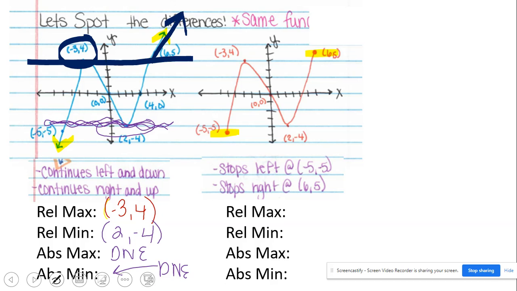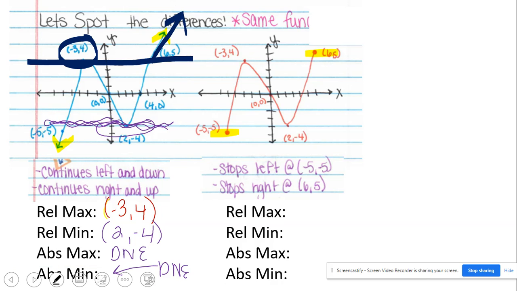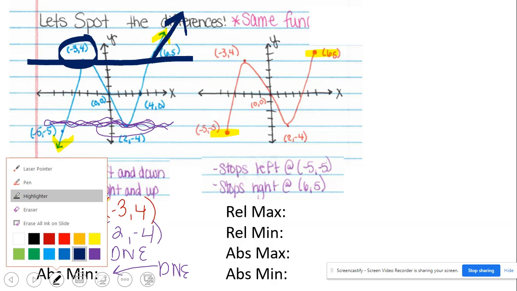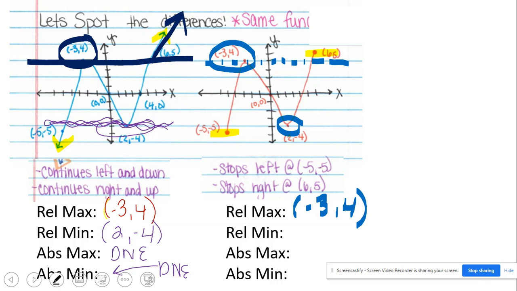Here's where these two graphs are going to differ. So as we said before, relative max is just a peak. And we have one of those peaks again at -3, 4. Relative min, again, is a valley. And as we said before, 2, -4 would be a relative min.